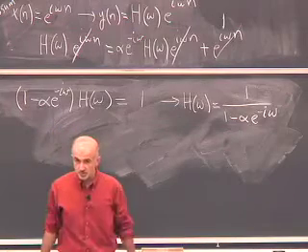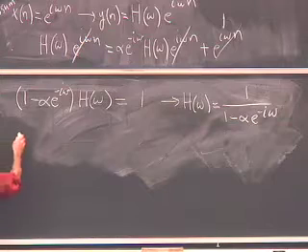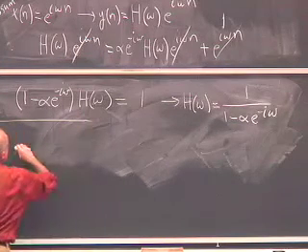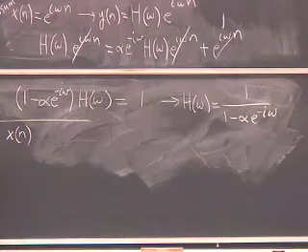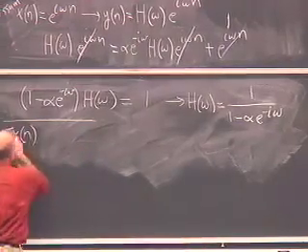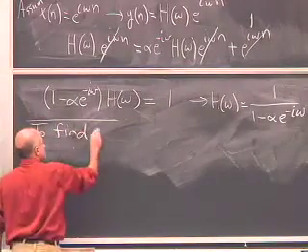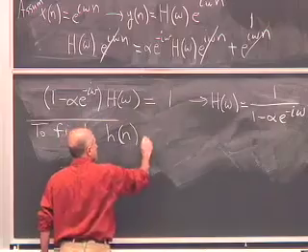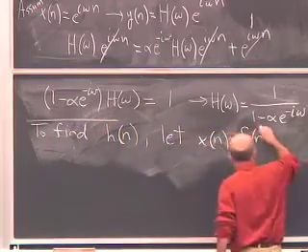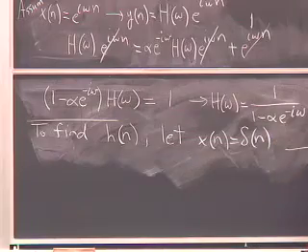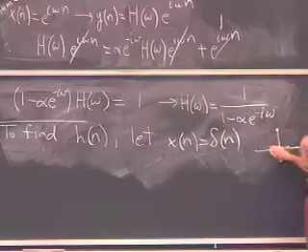Now let's do what you wanted to do at the start, which is find the impulse response. How do you find the impulse response? What do you set the input equal to? The impulse. So to find h of n, let x be the impulse, that innocent-looking signal.